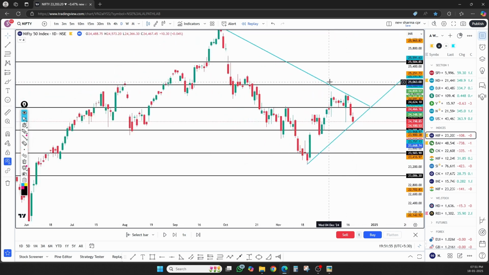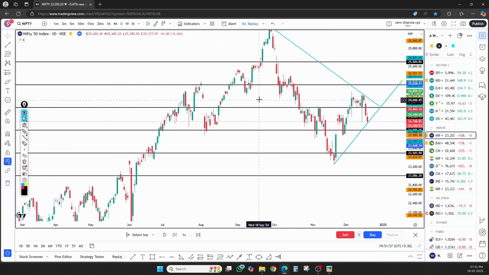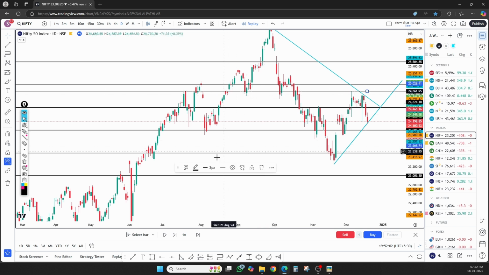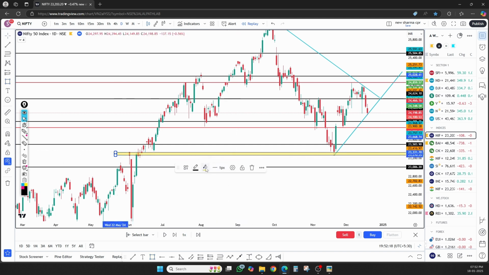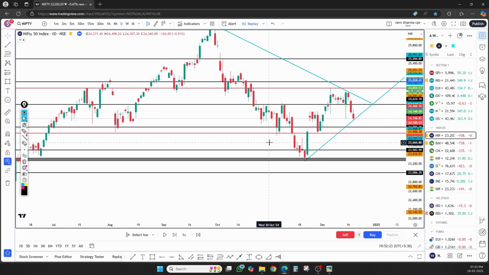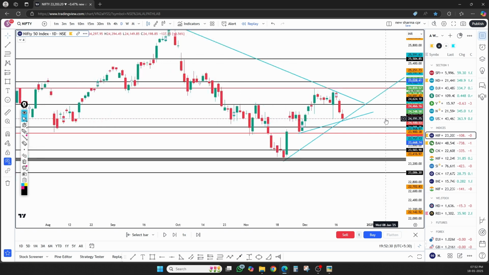Now if you get to any particular key levels, here we draw the rectangle. If you think this trend line is also correct, now we go to narrow down.